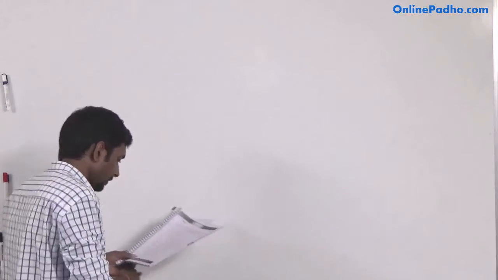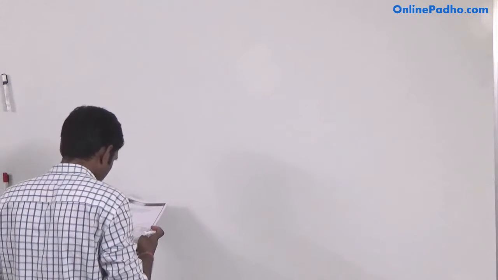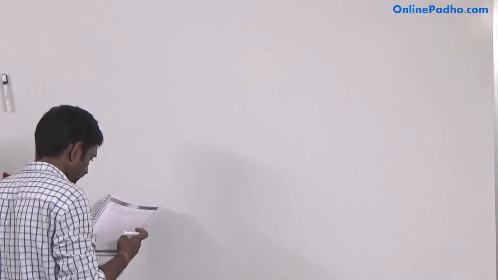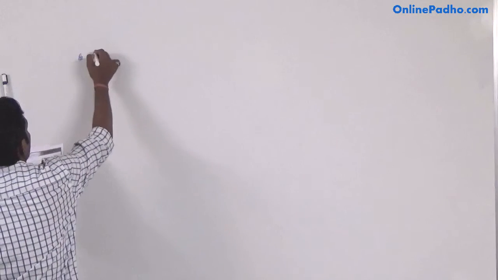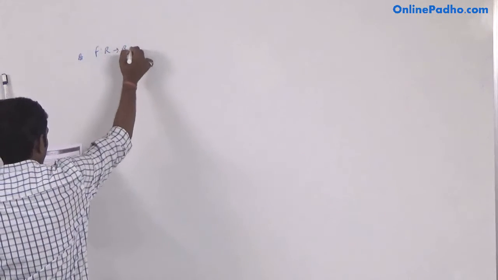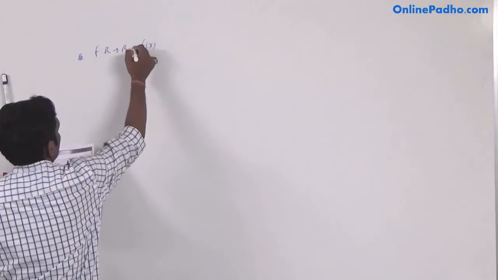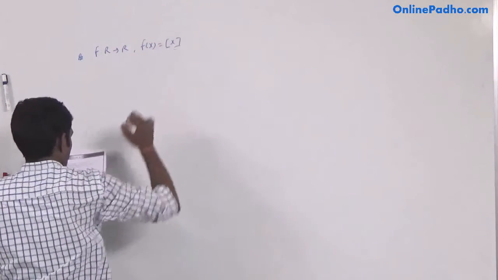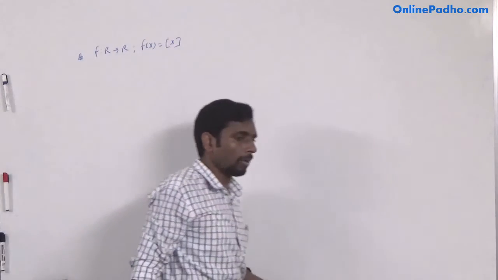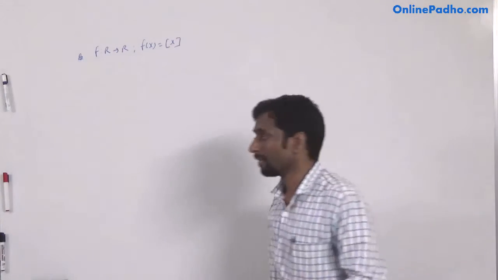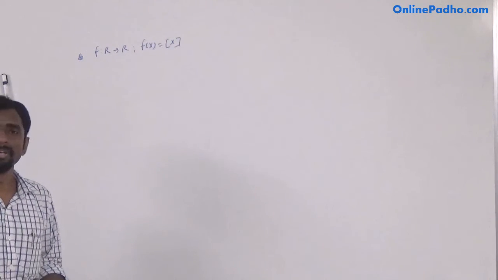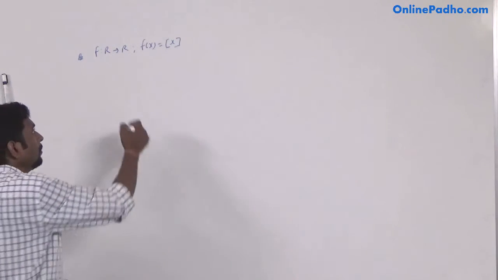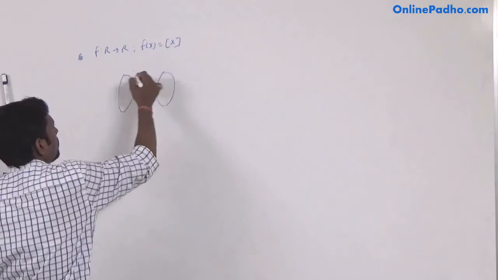Let us see some more examples. A function f from real numbers to real numbers, and the function f(x) equal to the greatest integer function of x. The question is, prove that this is neither one-one nor onto. It's very simple. According to mapping, we can prove this one.